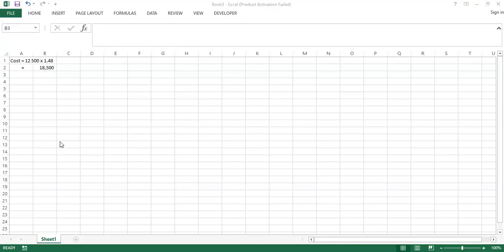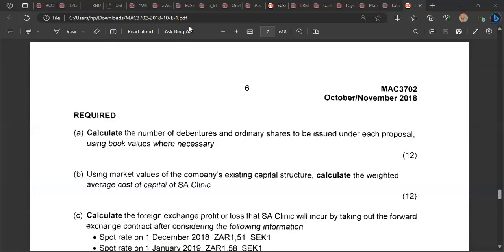Now that we know the cost, we are going back to the question. I'm just waiting for this to show now on the other side. I'm on the question. Why is it not changing? Oh, okay, sorry. Right, it should change anytime now.